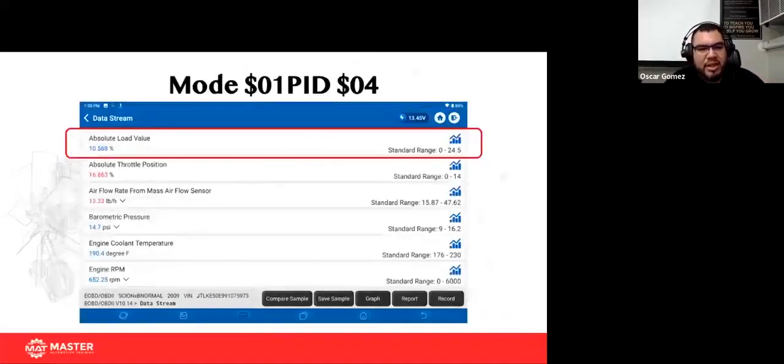So the next thing we're looking at right here, we have an absolute value. This is my Scion. The absolute value is a 10%. So it's saying that the calculated load is 10% on this. Not too shabby for a four cylinder. Okay, so this right here is letting me know that that value should be approximate.